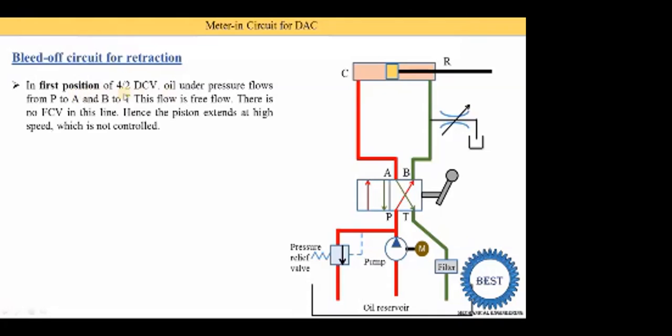So in the first position of the 4/2 DCV, oil under pressure flows from P to A and B to T. Here you see the P port is connected with this A port, and this B port is connected with the T port.